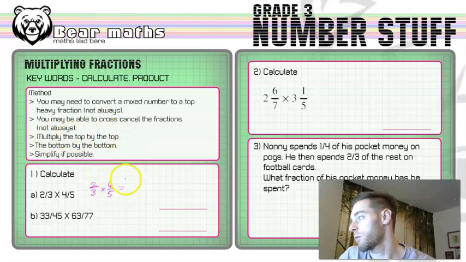Just multiply the top by the top, which is 8, and the bottom by the bottom, which is 15, and then simplify if we can, which we can't, because there is no number that fits into both of these numbers that we could divide them both by.